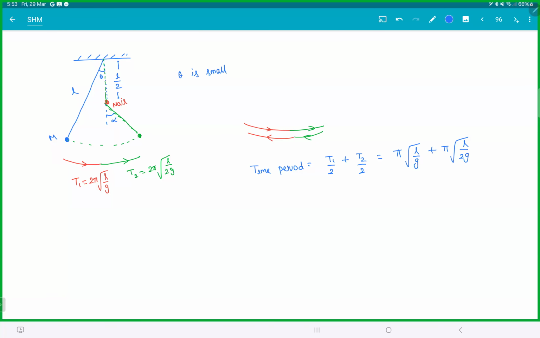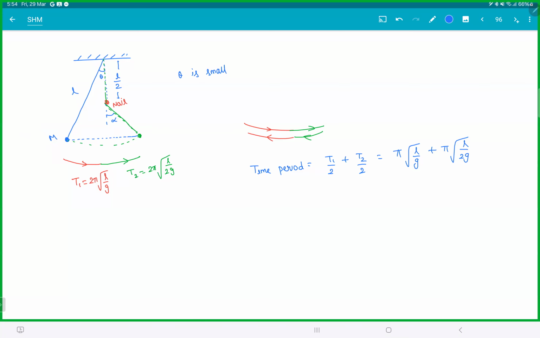Can I say like this? This and this will be at the same height. How would you know? Good question. Here what was the velocity? On the left side, 0. On the right side, what was the velocity? 0. So potential energy should be same. They both should be at the same height, isn't it?